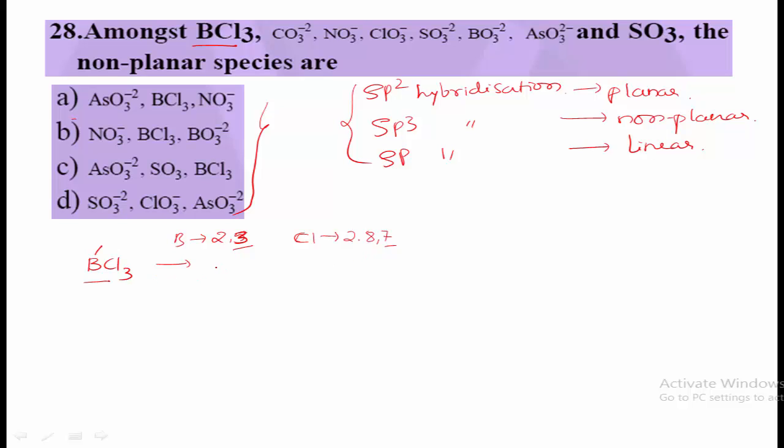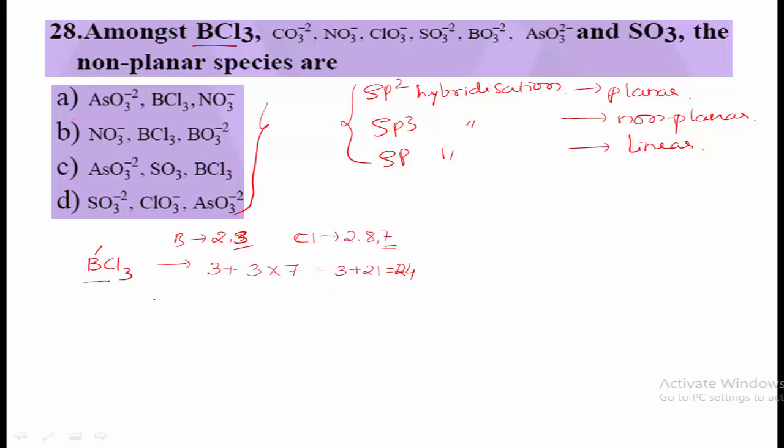Just add those valence electrons. Take the sum of valence electrons first. So in BCl3, there are totally how many valence electrons? 3 plus, in one Cl, 7 electrons are there. But here how many Cl atoms are there? 3 atoms. So 3 into 7. How much will you get? 3 into 7 is 21. Therefore, 3 plus 21 is equal to 24.